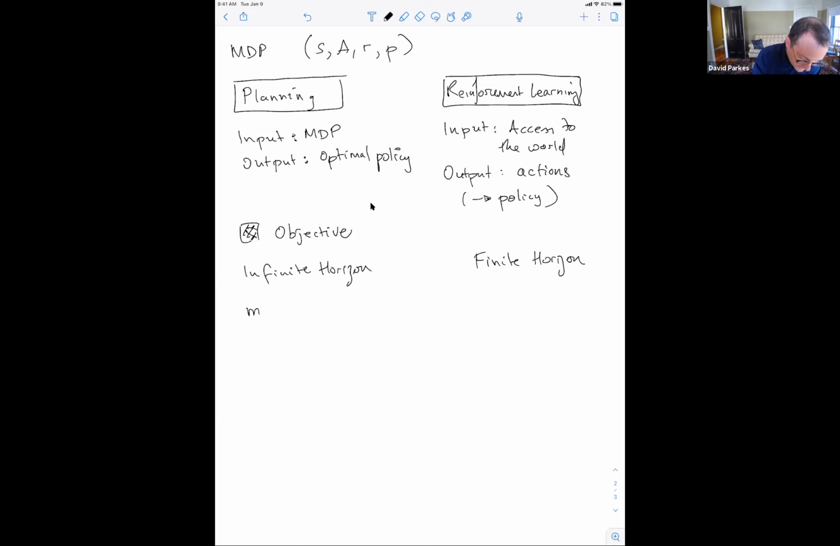In the infinite horizon problem, we're interested in finding a policy that maximizes the expected sum from time period 0, we'll index time starting at 0, up to infinity, of the discounted reward. Let me say a little bit about this. First of all, this expectation is taken with regard to two random things: actions are sampled according to the policy, and states are sampled according to the transition model.